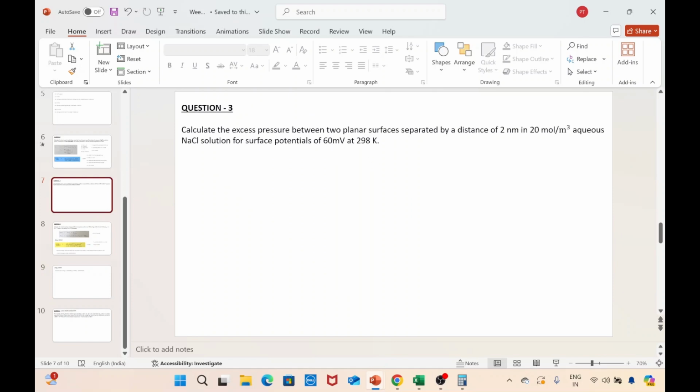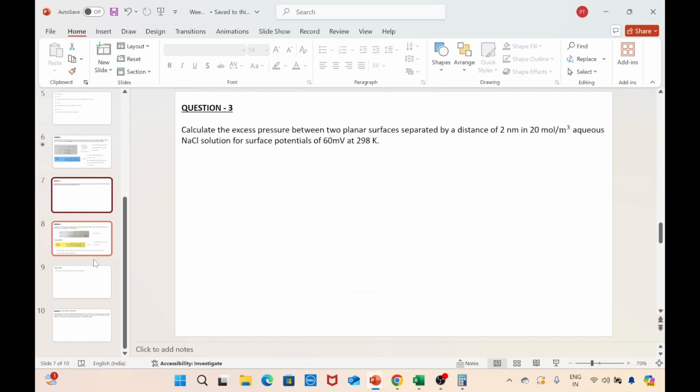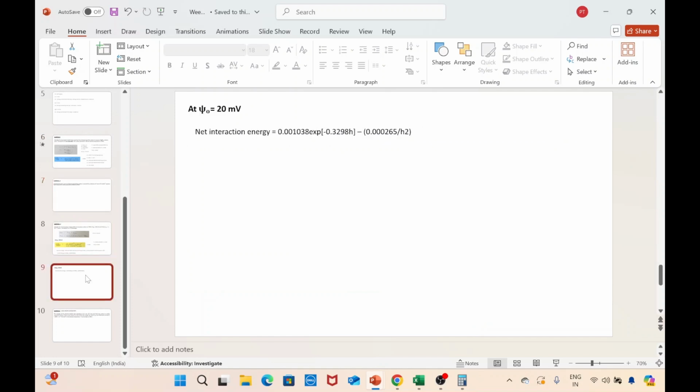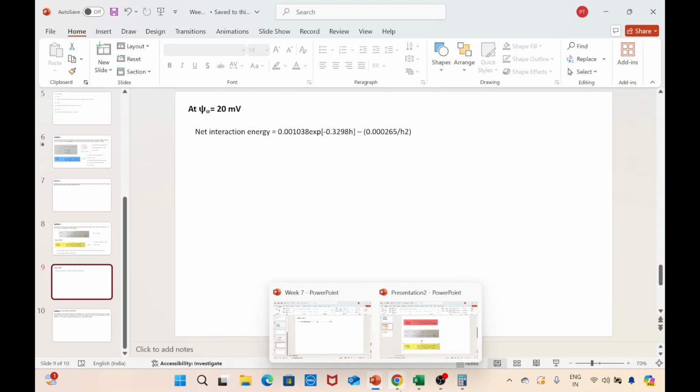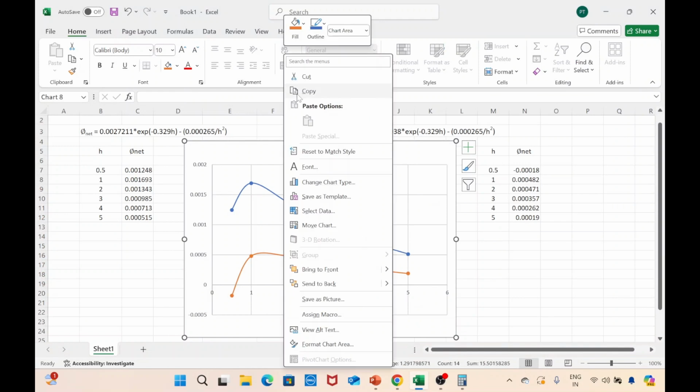This question is where you need to calculate the excess pressure, and this is exactly the same as this one, except that you need to... it's exactly the same thing. So I don't think there will be much difficulty while solving that problem. Let me just paste this. If you have any doubts, please let me know.